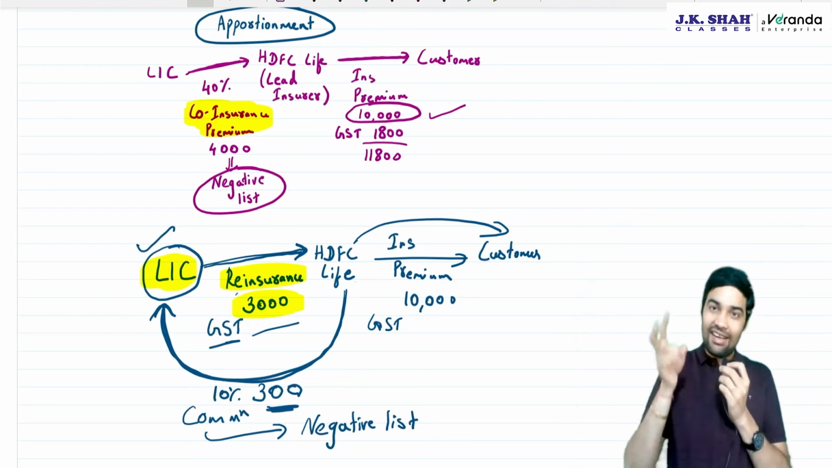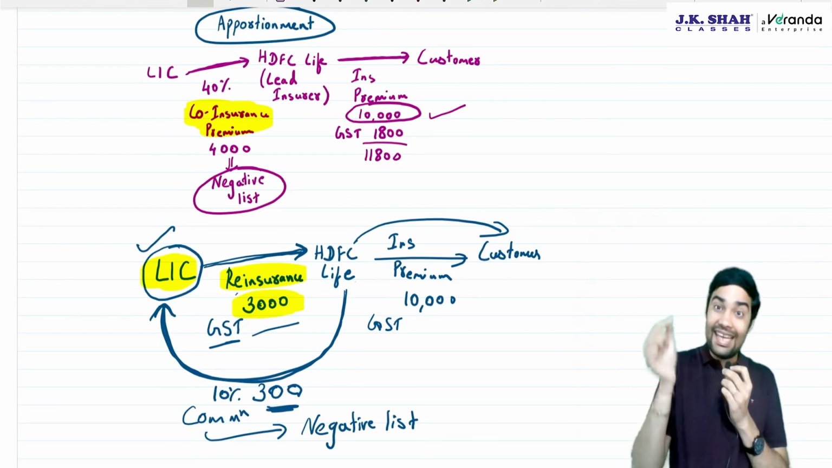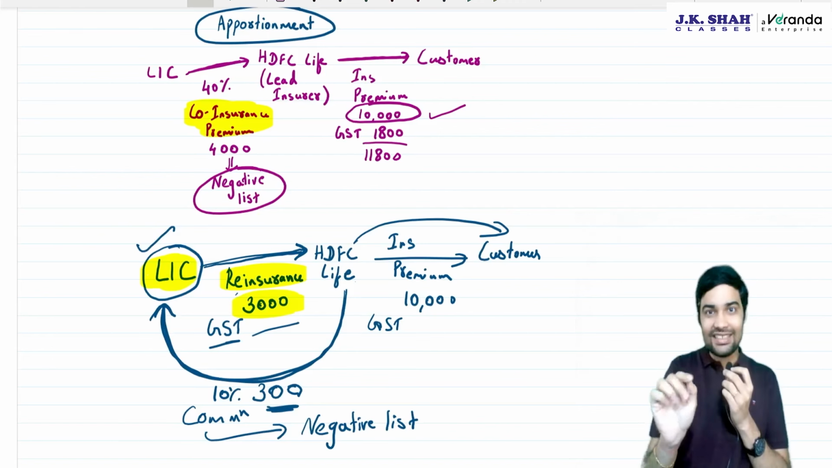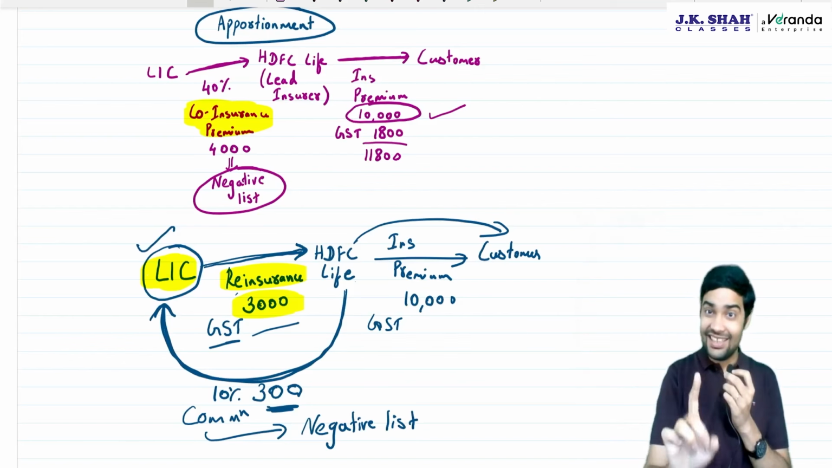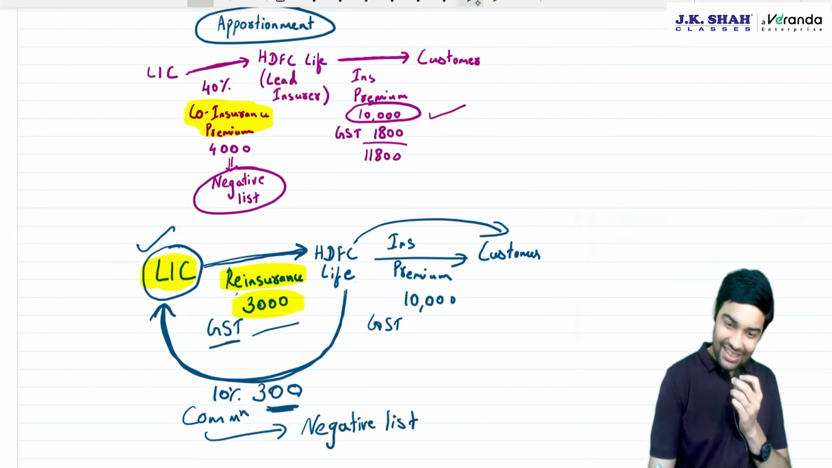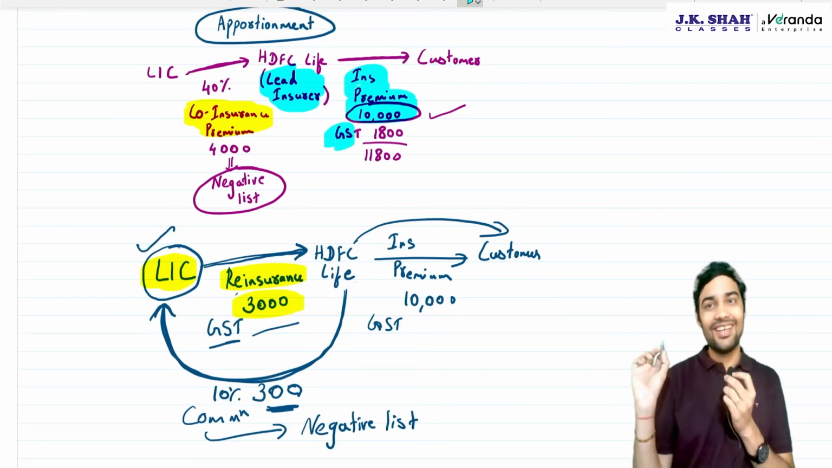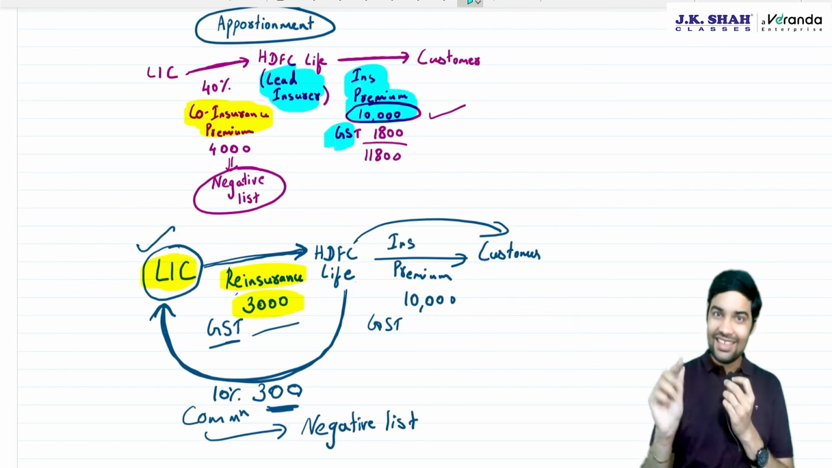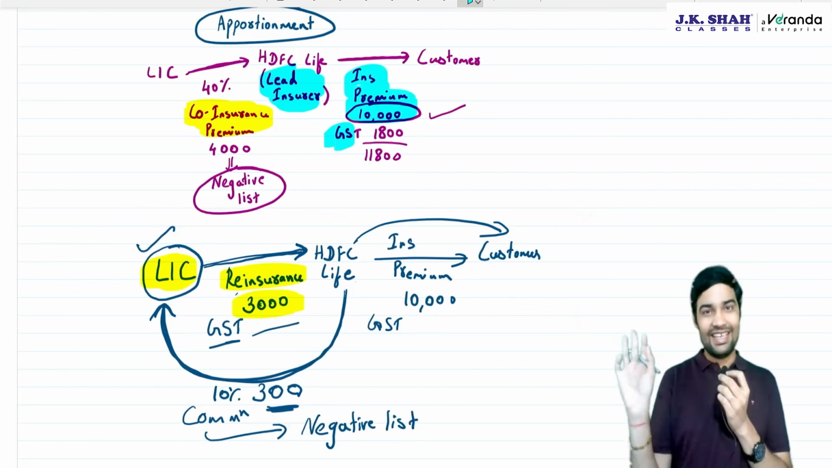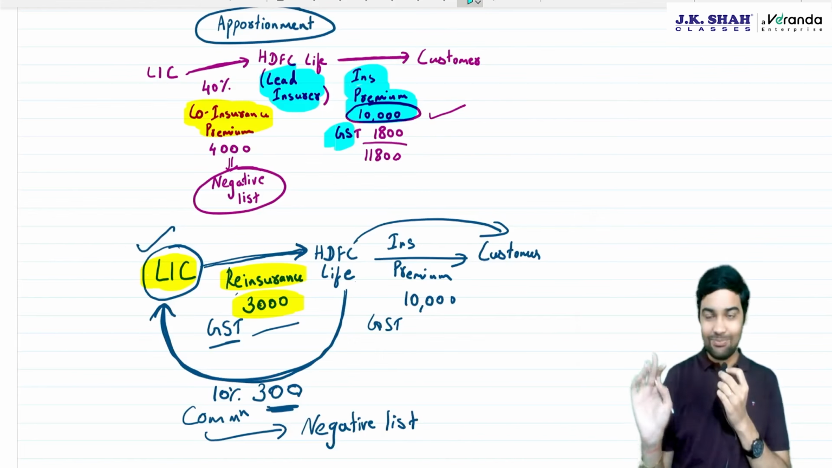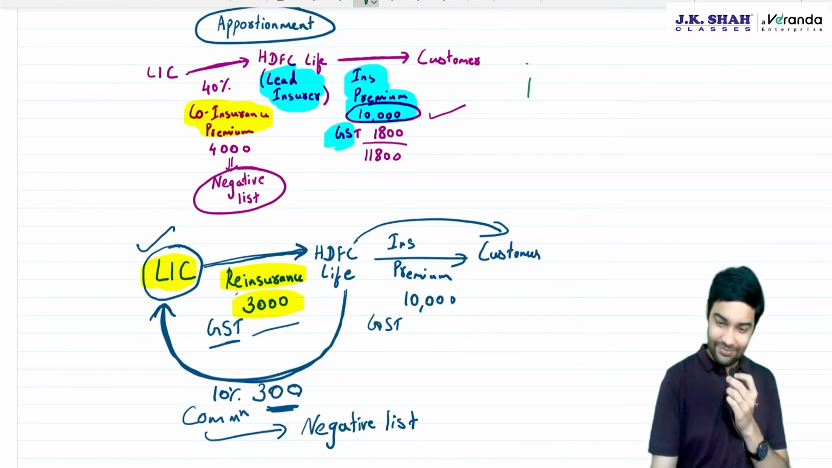Co-insurance premium is covered by negative list if lead insurer has paid GST on full insurance premium charged to the customer. Again, co-insurance premium will not be liable to GST if lead insurer has paid full GST on the full insurance premium. So if lead insurer has paid full GST on the insurance premium, then in that case, co-insurance is not liable to GST. This is first negative list entry.